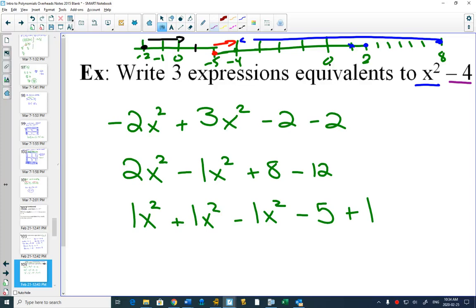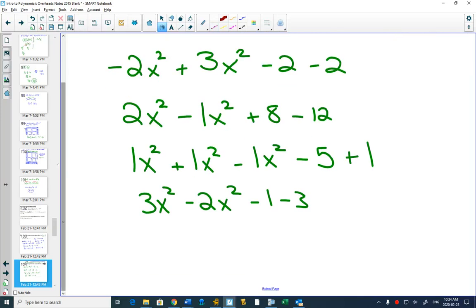Duncan. I don't have one yet. I'll come back to you. Luke. 3x squared minus 2x squared. Perfect. That will get you to 1x squared. Excellent. Jacoby. You don't have one yet. Logan. Back to Duncan. You've got to hurry. There's only a loop of 3 of you, so it's coming quick. Duncan. Back to you. You making a complicated one?